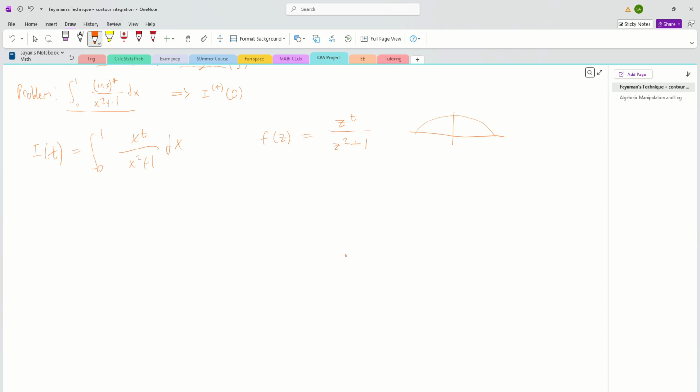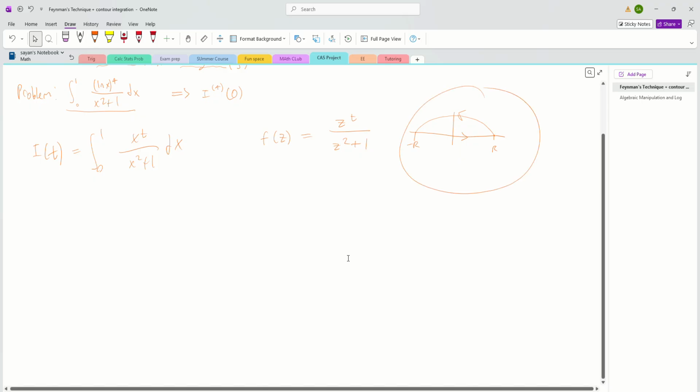Semicircle contour, just like that. And it'll have a radius r. That's negative r. And we'll be going in the counterclockwise direction because integrals go in the counterclockwise direction. And okay, what does this even mean, right?